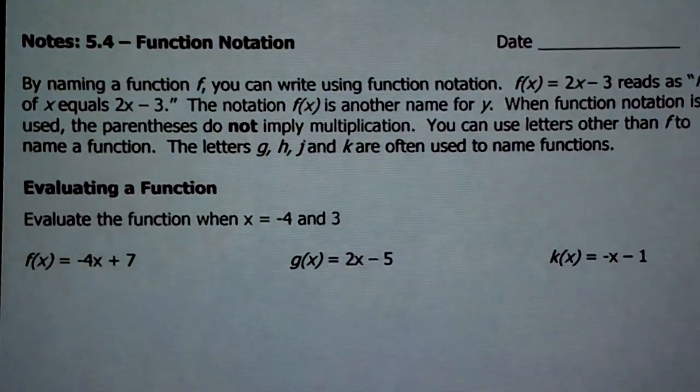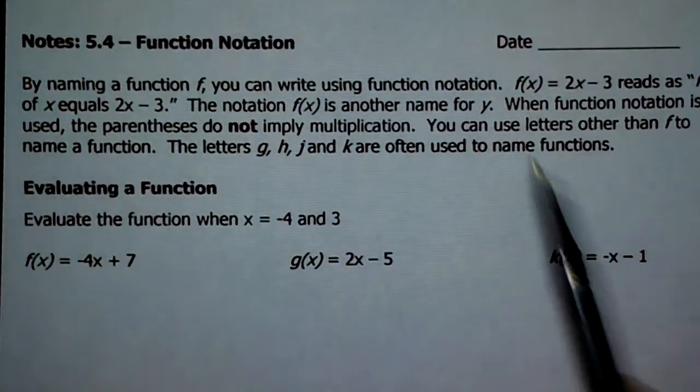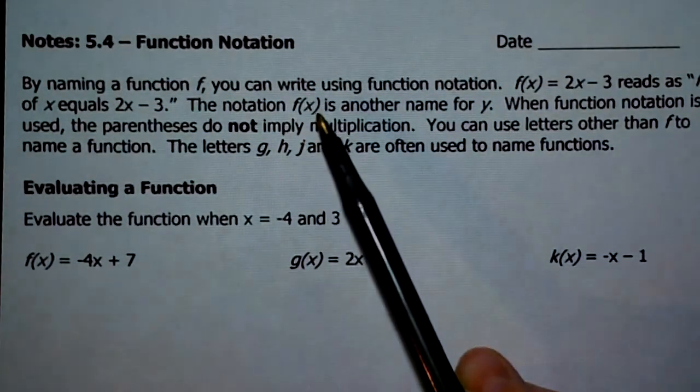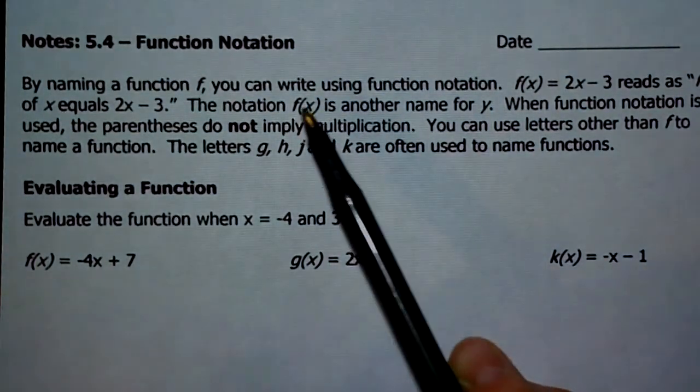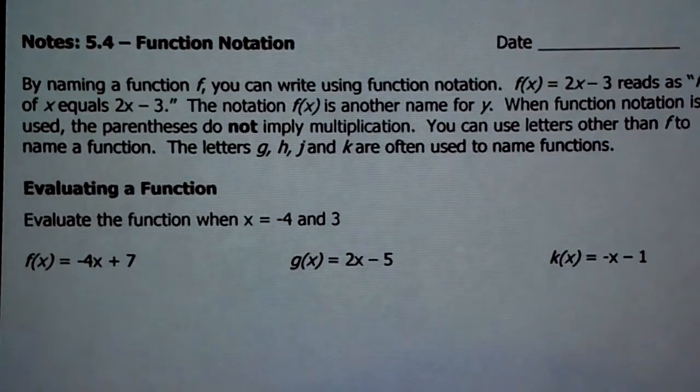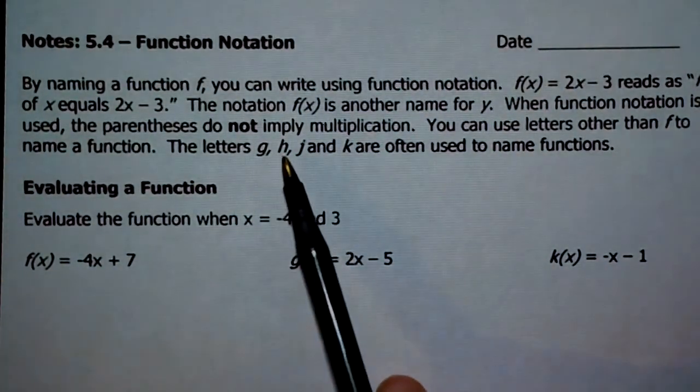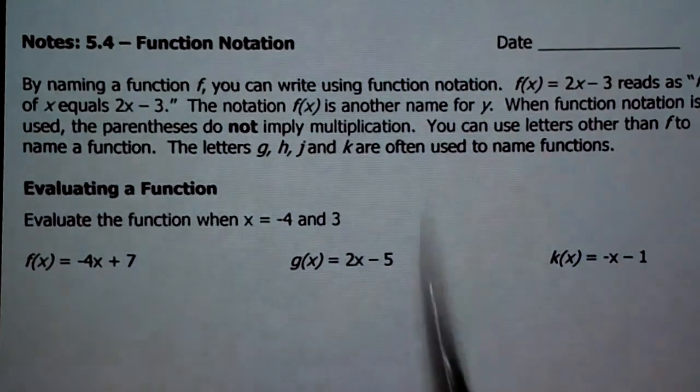When function notation is used, the parentheses do not imply multiplication. So this doesn't mean f times x. It's just naming it f of x. You can use letters other than f as well to name the function, like g of x, h of x, j of x, k of x. Those are often used to name functions as well.